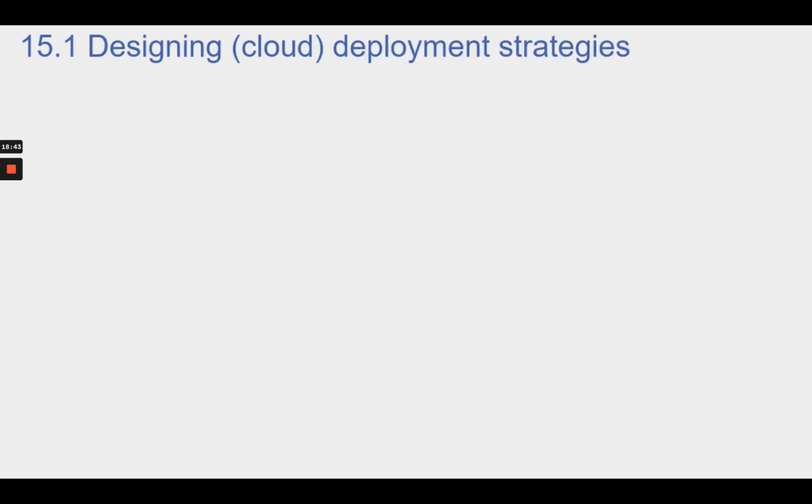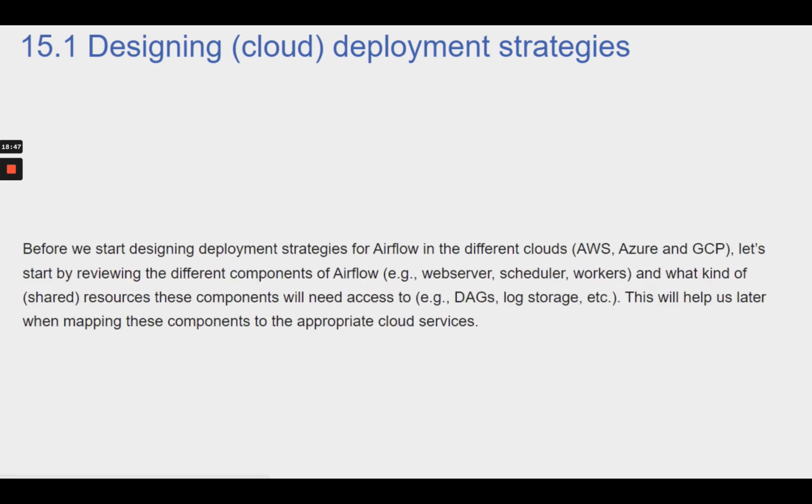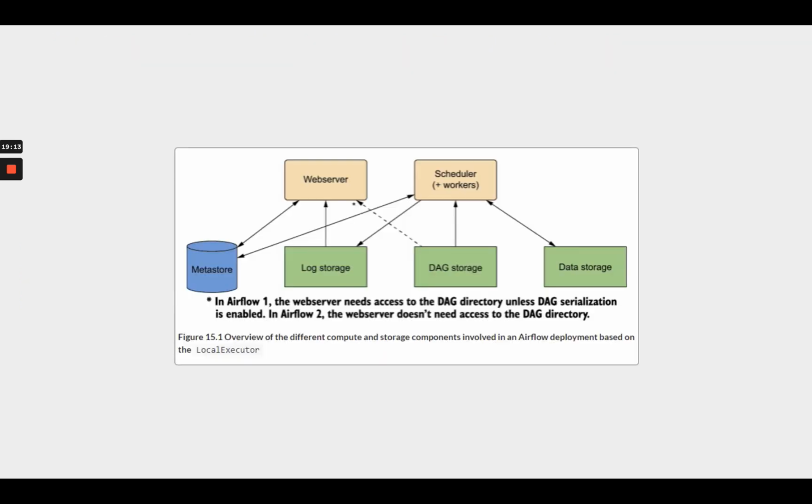Section 15.1. Designing Cloud Deployment Strategies. Before we start designing deployment strategies for Airflow in the different clouds, AWS, Azure, and GCP, let's start by reviewing the different components of Airflow. For example, web server, scheduler, workers, and what kind of shared resources these components will need access to. For example, DAGs, log storage, etc. This will help us later when mapping these components to the appropriate cloud services.